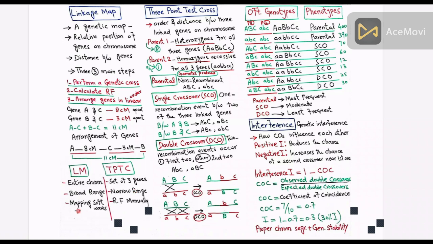And the third difference is that a linkage map is constructed using multiple test crosses, recombination frequencies, and statistical tools like mapping software. But a 3-point test cross involves crossing heterozygous and homozygous recessive individuals, analyzing offspring phenotypes, and calculating recombination frequencies manually.